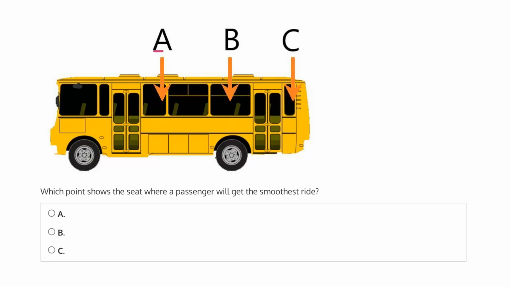And lastly, we have the person sitting at position A, who is farthest from the pivot point and experiences the smallest increase in vertical positioning. So therefore, it is the person sitting in seat A that will have the smoothest ride, because whether the bus goes over a bump from the front tires or the back tires, their vertical displacement will be less, and therefore, the correct answer is A.